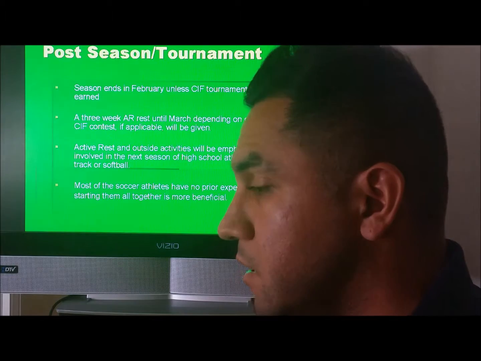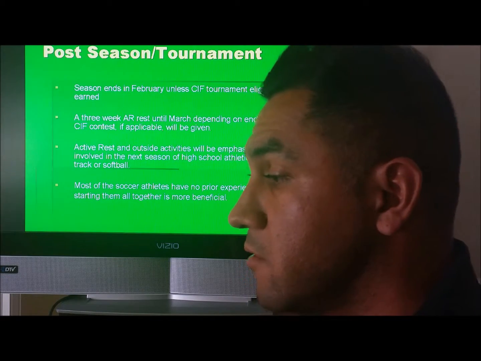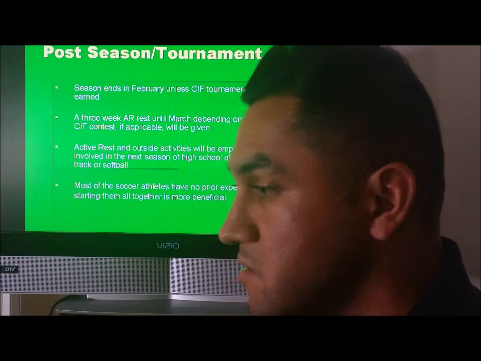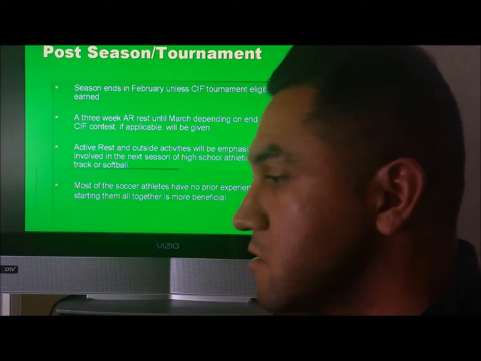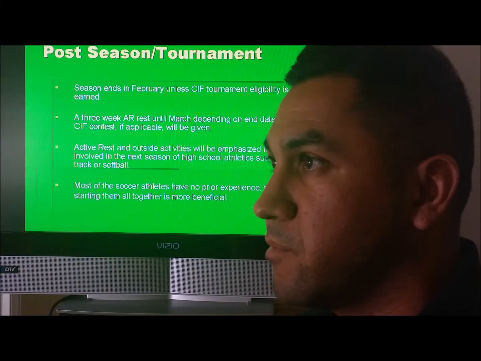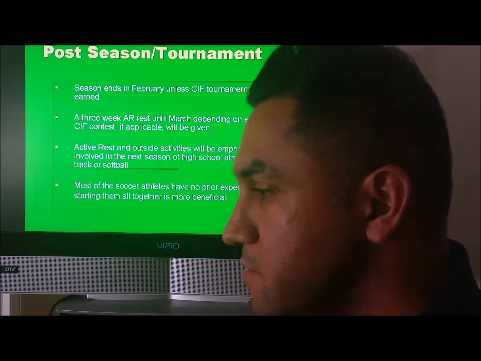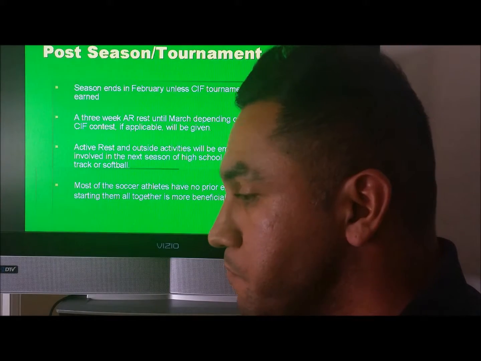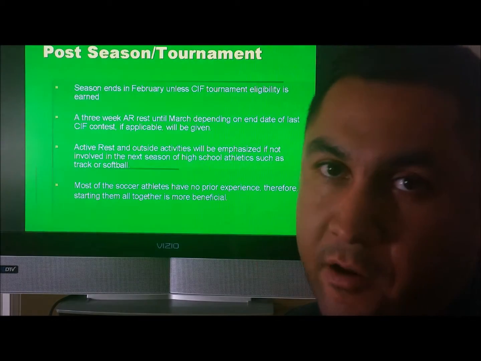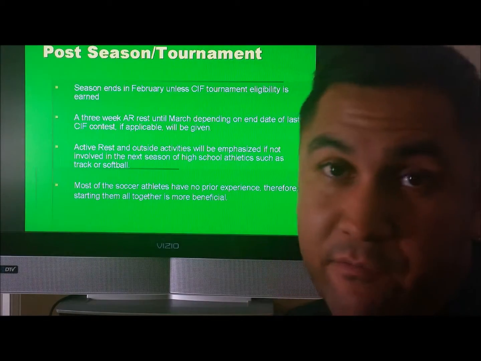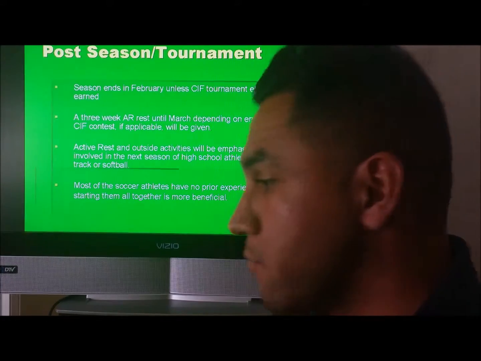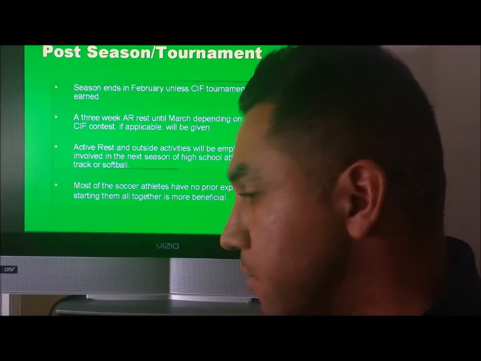So getting into the macro cycle, this is just a brief little breakdown of what it is. Postseason soccer season lasts about 16 weeks, stemming from November to mid-February, depending on if you become CIF tournament eligible. Right now, the girls are going through a 3-week active rest, so they're doing what they want to do, having fun, relaxing, getting their body back into the healing process. We start back up next week.